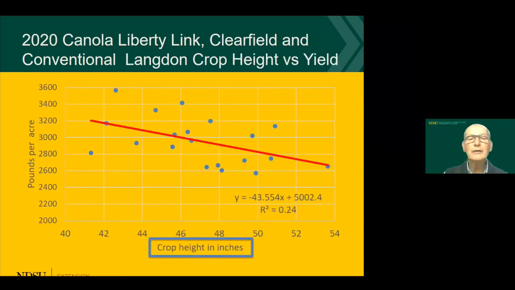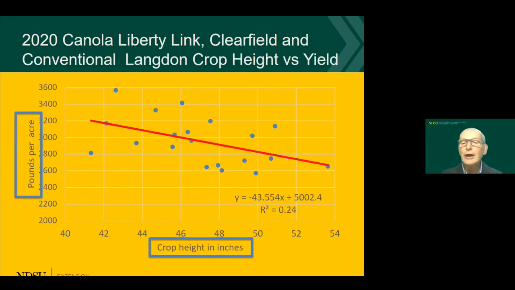Now, I talked a little bit about crop height. So this one is looking at data from 2020 in Langdon. The crop height is expressed in inches of the whole trial. So I showed you a table with only 4, but this was the whole trial. And then on the left, you see the pounds per acre.